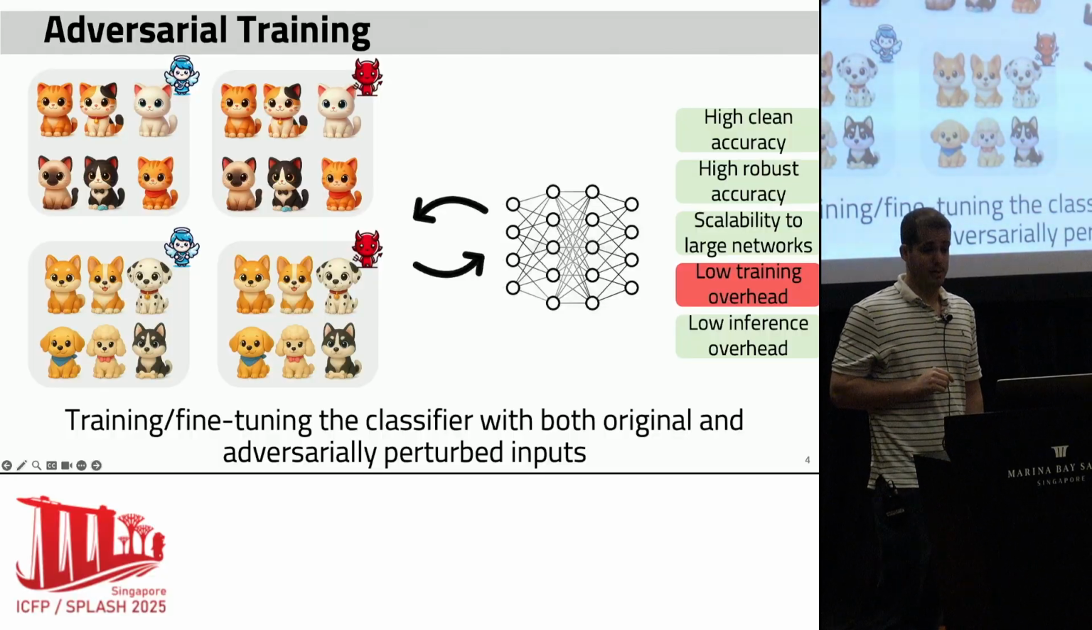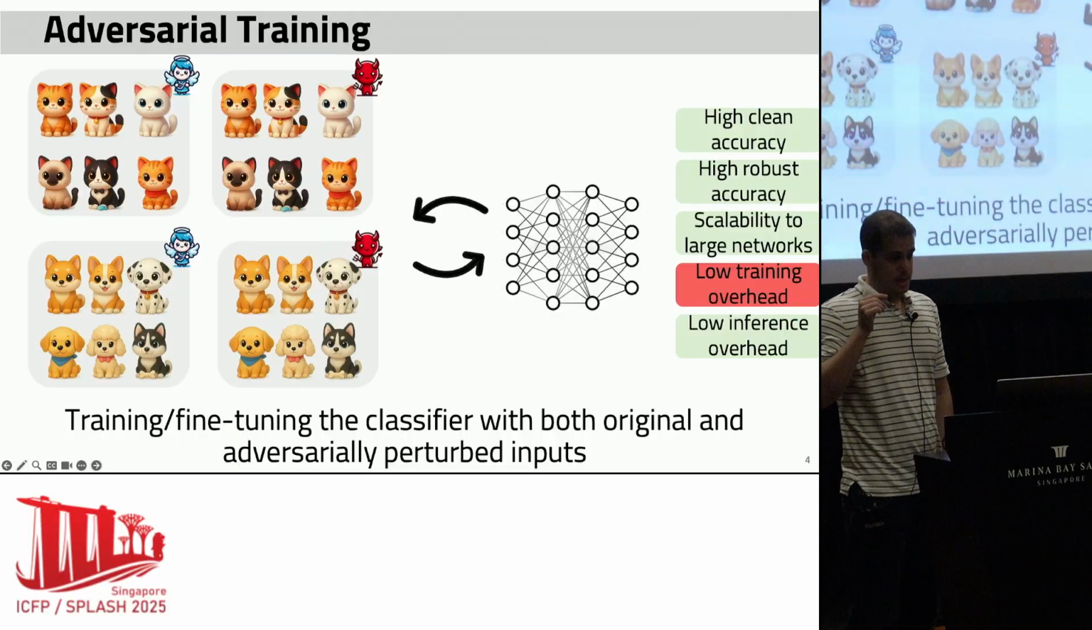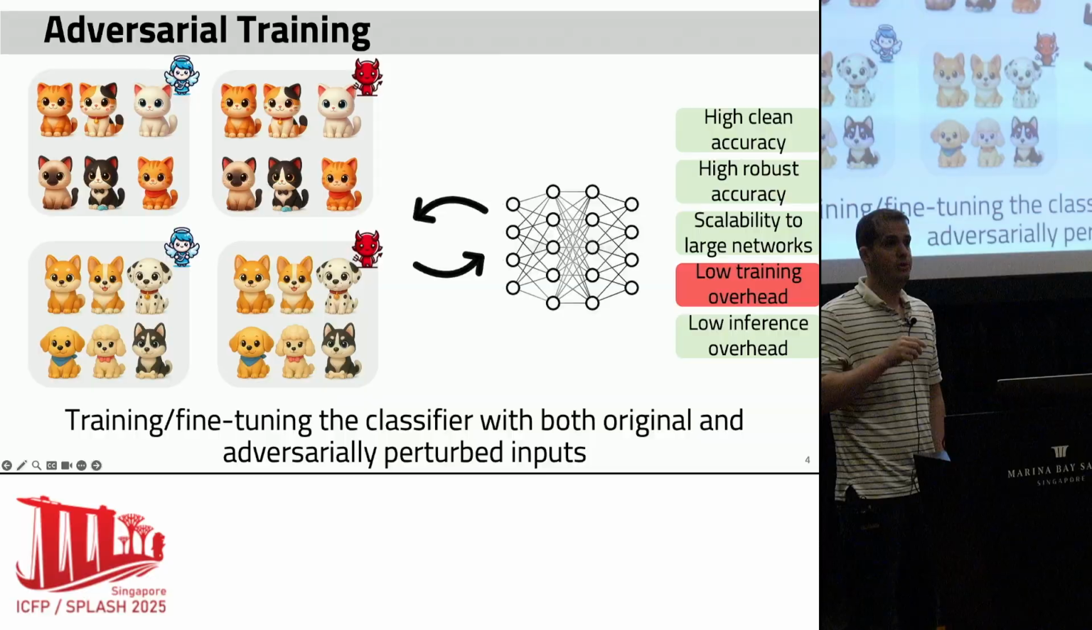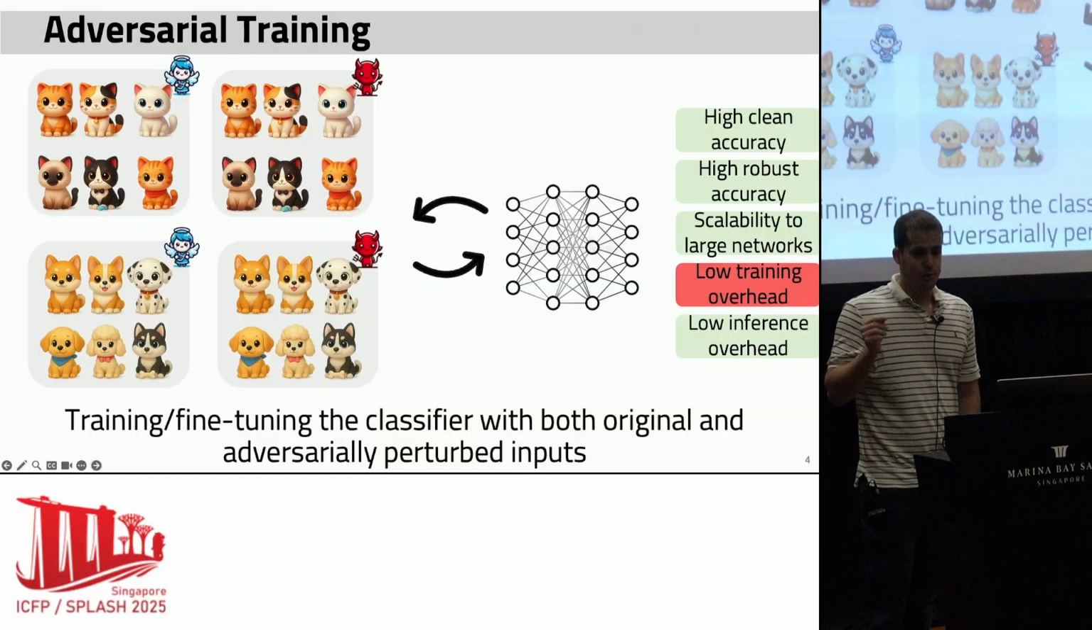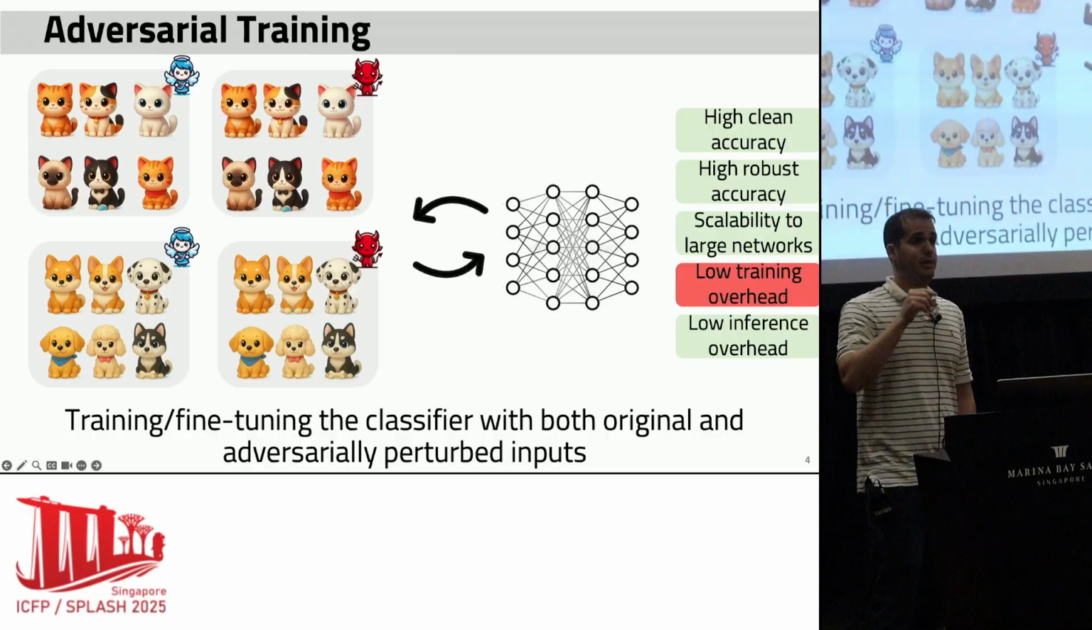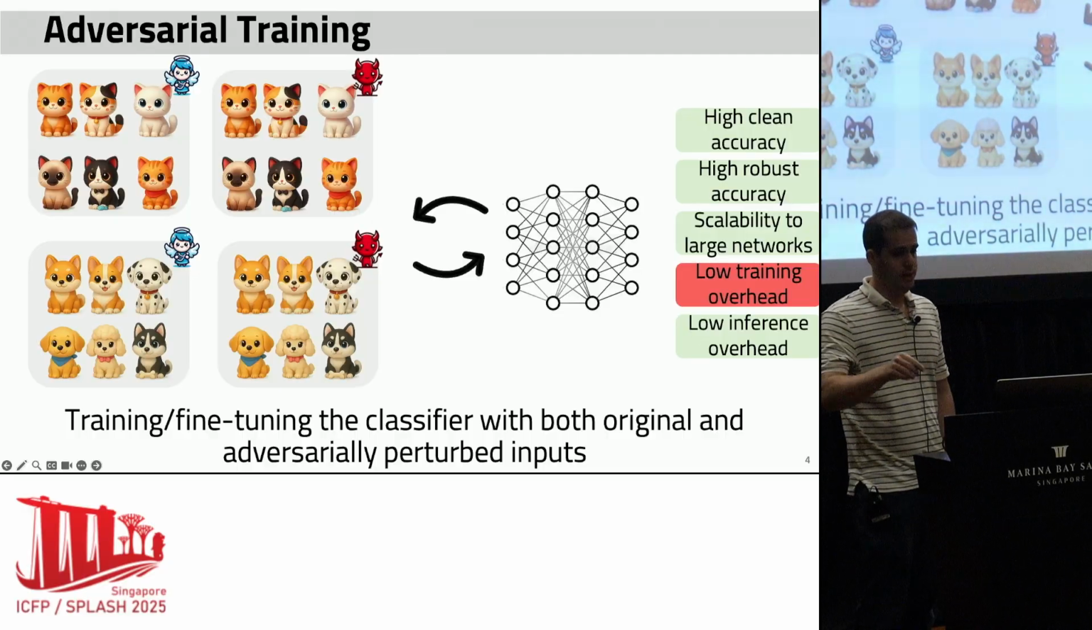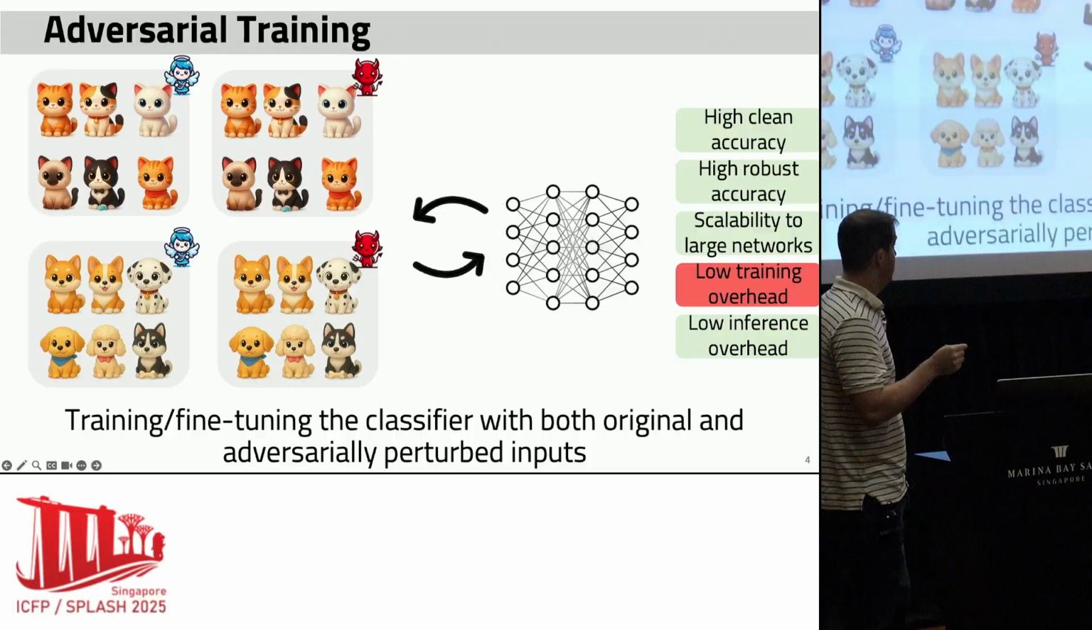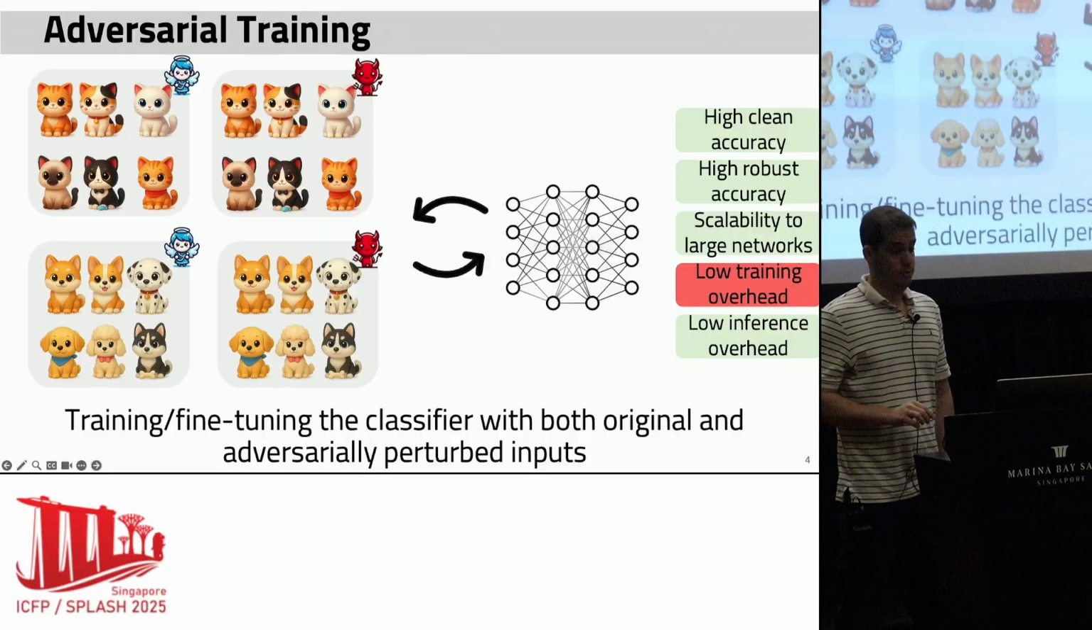training process is an iterative process. As the network weights are updated, we generate new adversarial inputs and train the network on them again and update the weights, and so on and so on and so on. So we have a very high training overhead.